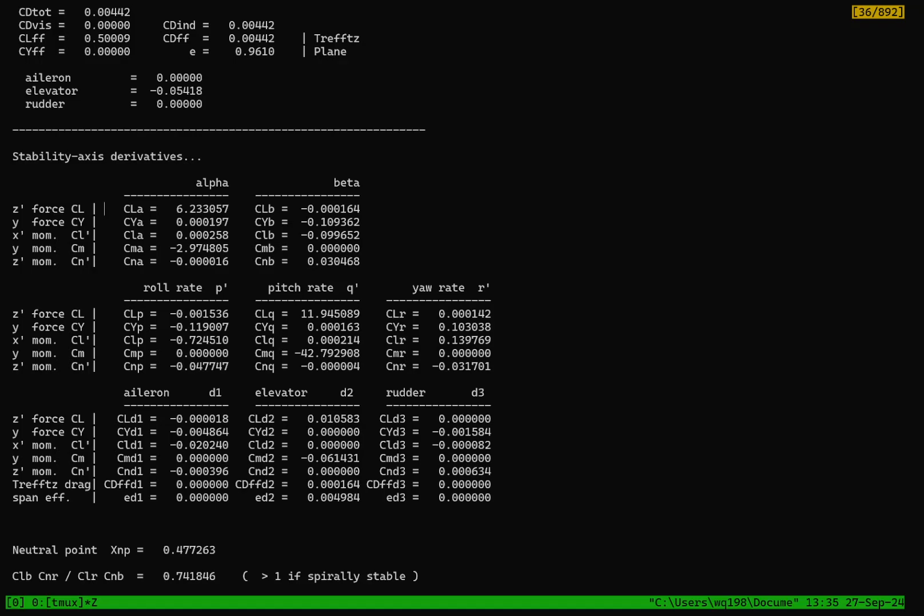When you pitch up the airplane, which means alpha increases, how would the Cm change? And here it predicts a negative change, right? So a negative change means, okay, positive is nose up, negative is nose down. So if alpha increases, I get a nose down moment. That's good. All right.